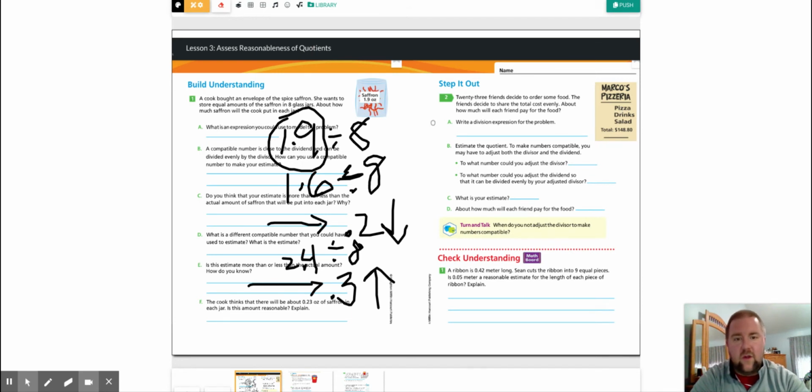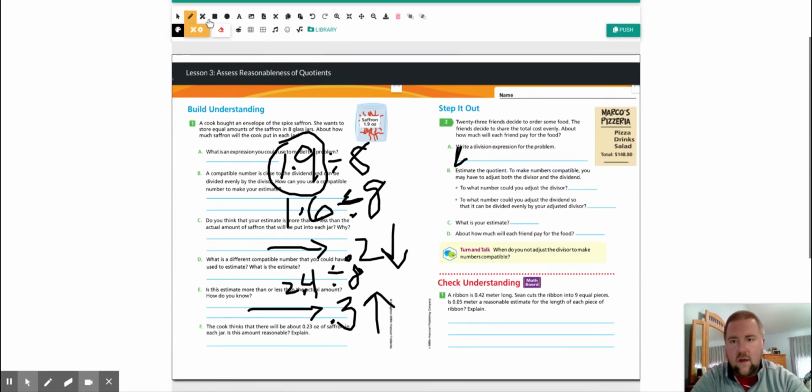So let's look at this next problem with Marco's Pizzeria. It says 23 friends decide to order some food. The friends decide to share the total cost evenly. About how much will each friend pay for the food? So we know that the total bill is 140. Oops. Erase that.